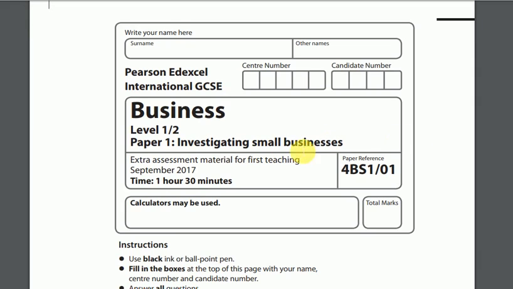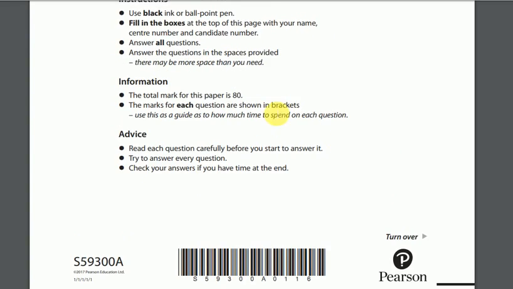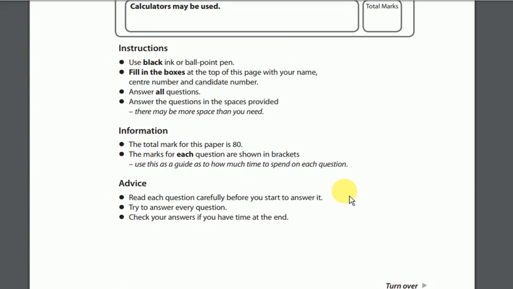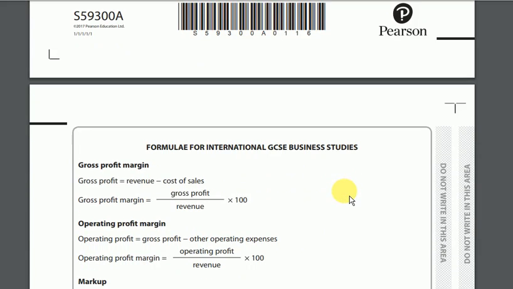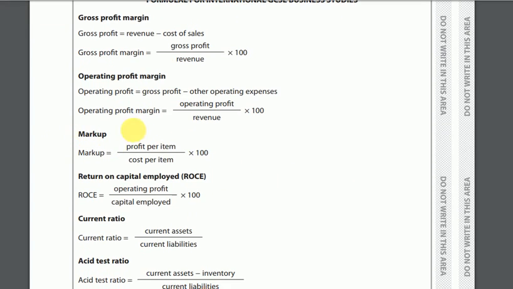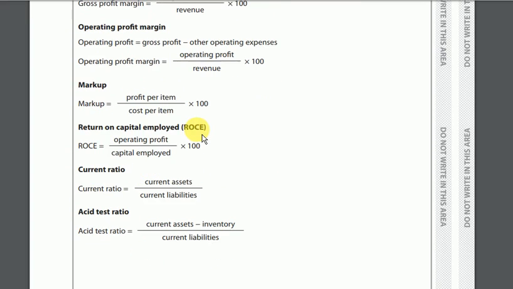Here's a sample paper of the paper 1. 80 marks, 90 minutes. A mark a minute, taking out 10 minutes for reading the case study, etc. We still get formula for finance. This here's a new formula they've put in, markup, but the rest are the same as the old schemes of work, the old past papers.